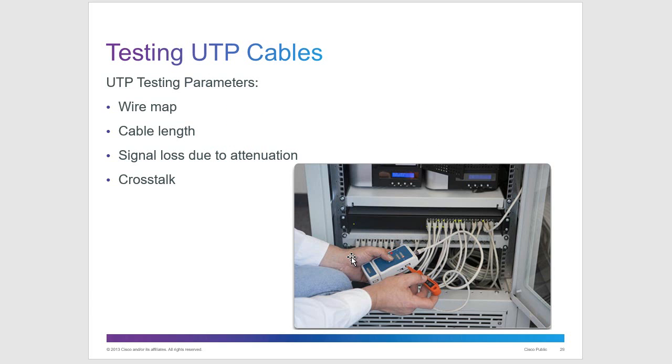So, unshielded twisted pair testing parameters. You do have wire testers you can use. Your cable length is going to be important. Your signal loss due to attenuation. Your crosstalk between the wires. We'll use a cable tester much like this to make sure our wiring is correct, but we won't really have anything to measure attenuation or anything like that. Okay, there is a recommended cable length that we'll talk about in just a second.